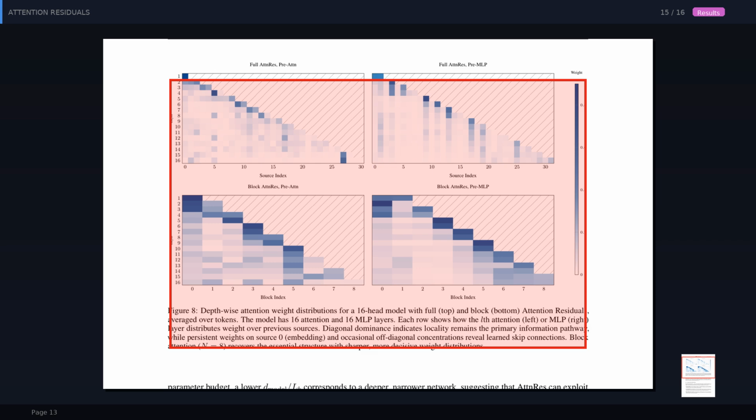Here, we can see visualizations of the learned depth-wise attention weight distributions. This figure illustrates how AttnRes dynamically allocates attention across source layers. The heat maps show that AttnRes learns to selectively attend to relevant preceding layers, demonstrating its ability to specialize layer contributions and preserve structural information, which is a key advantage over fixed residual connections.